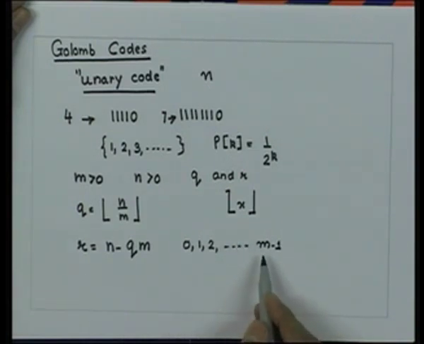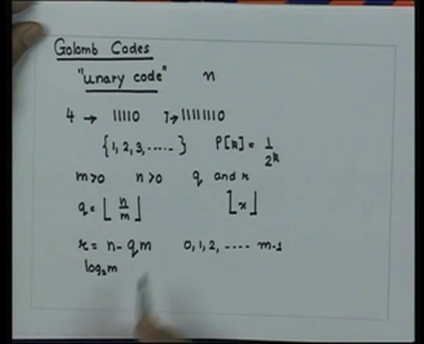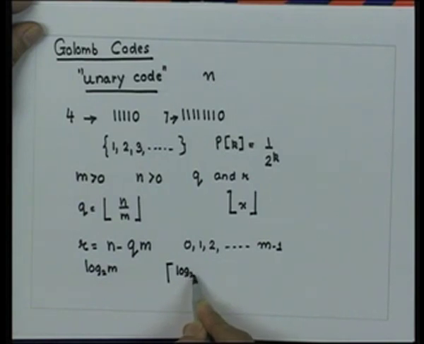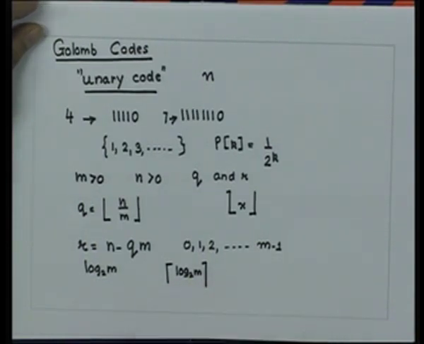If m is a power of 2, we use the log 2 of m bit binary representation of r. But if m is not a power of 2, we could still use the ceiling of log 2 m to represent r. However, when we represent using this strategy, the number of bits required would be higher than the number of bits required by the following strategy.